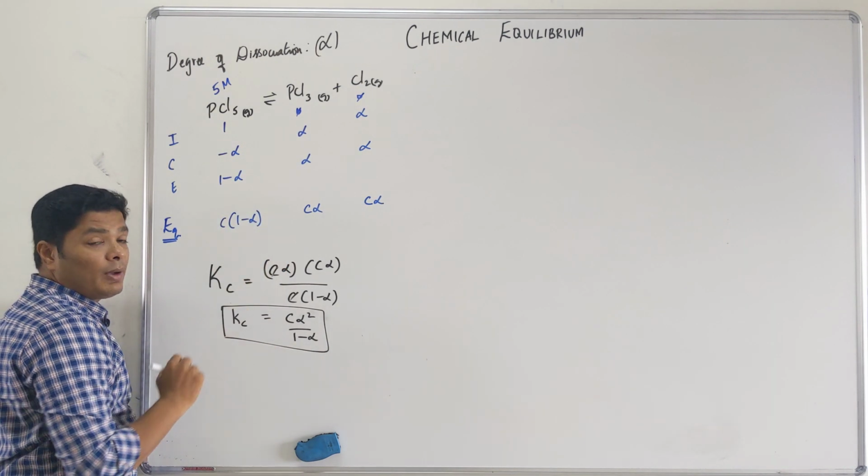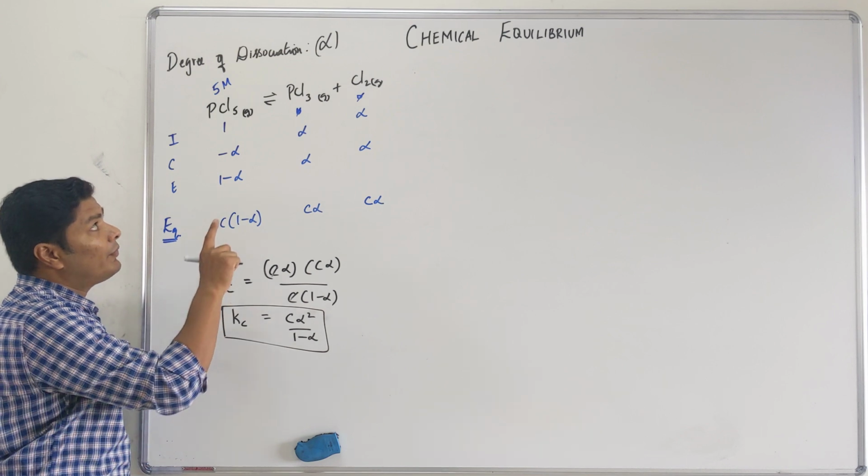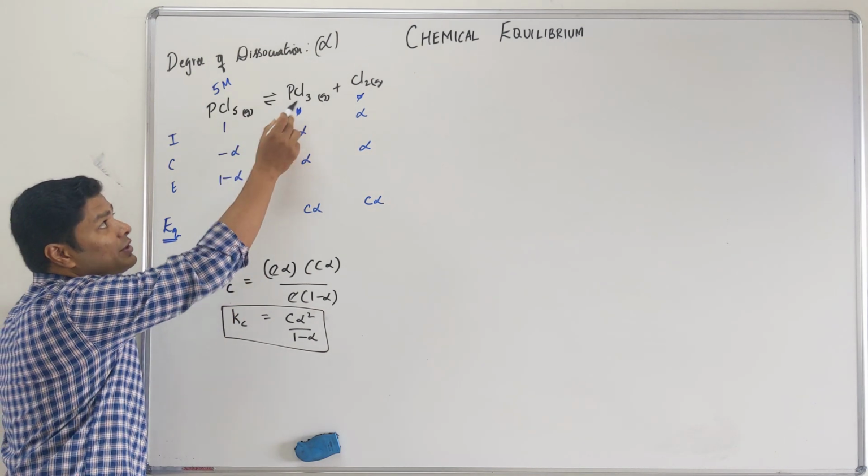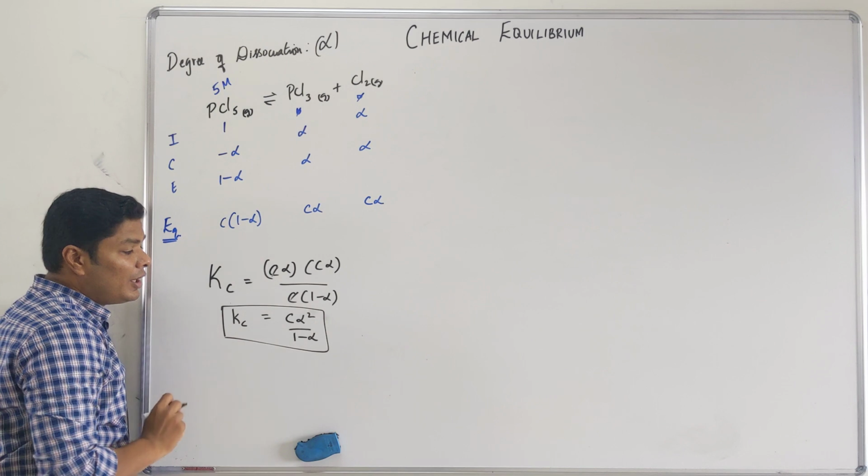Suppose the reverse reaction is different, it will be different. Okay, here alpha is the degree of dissociation. How much PCl5 has dissociated, that is what alpha, the degree of dissociation, is.